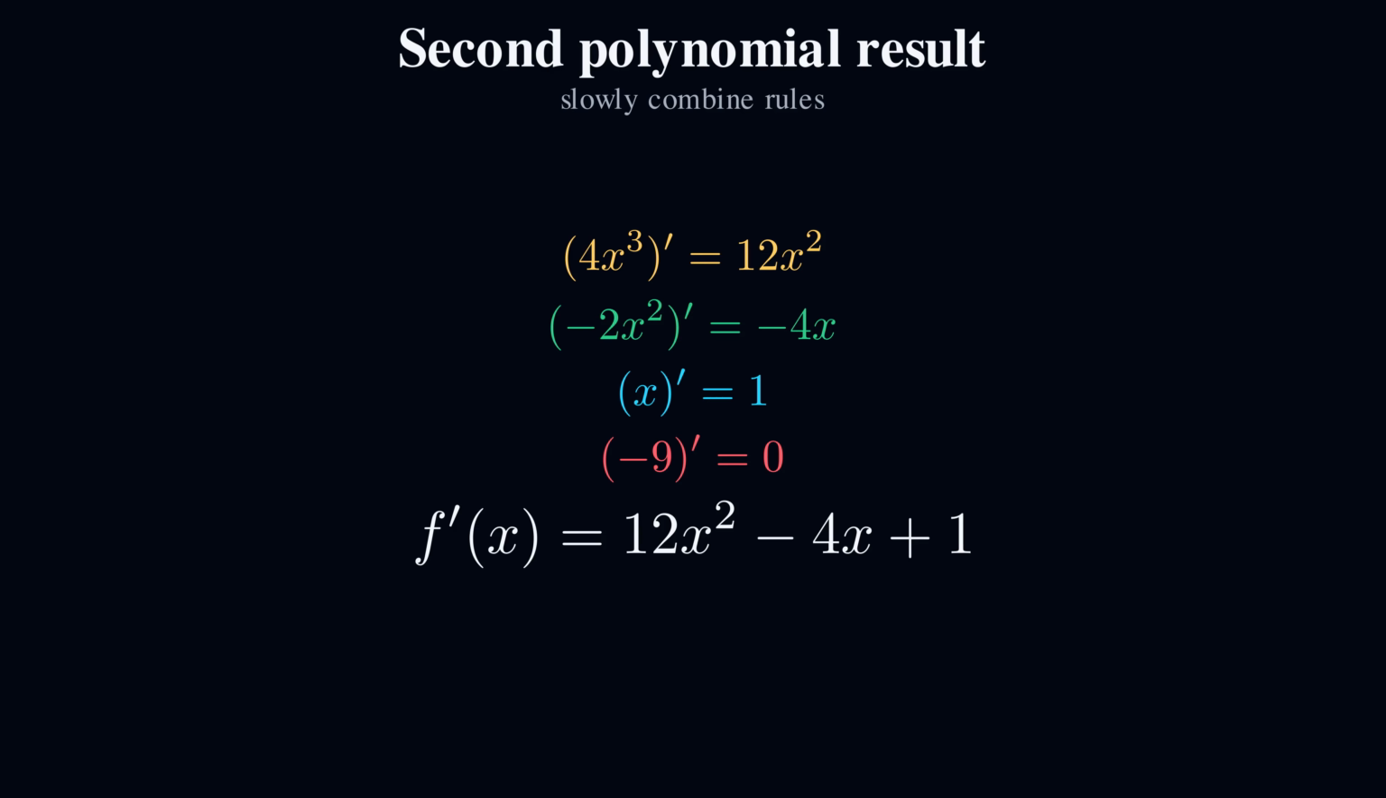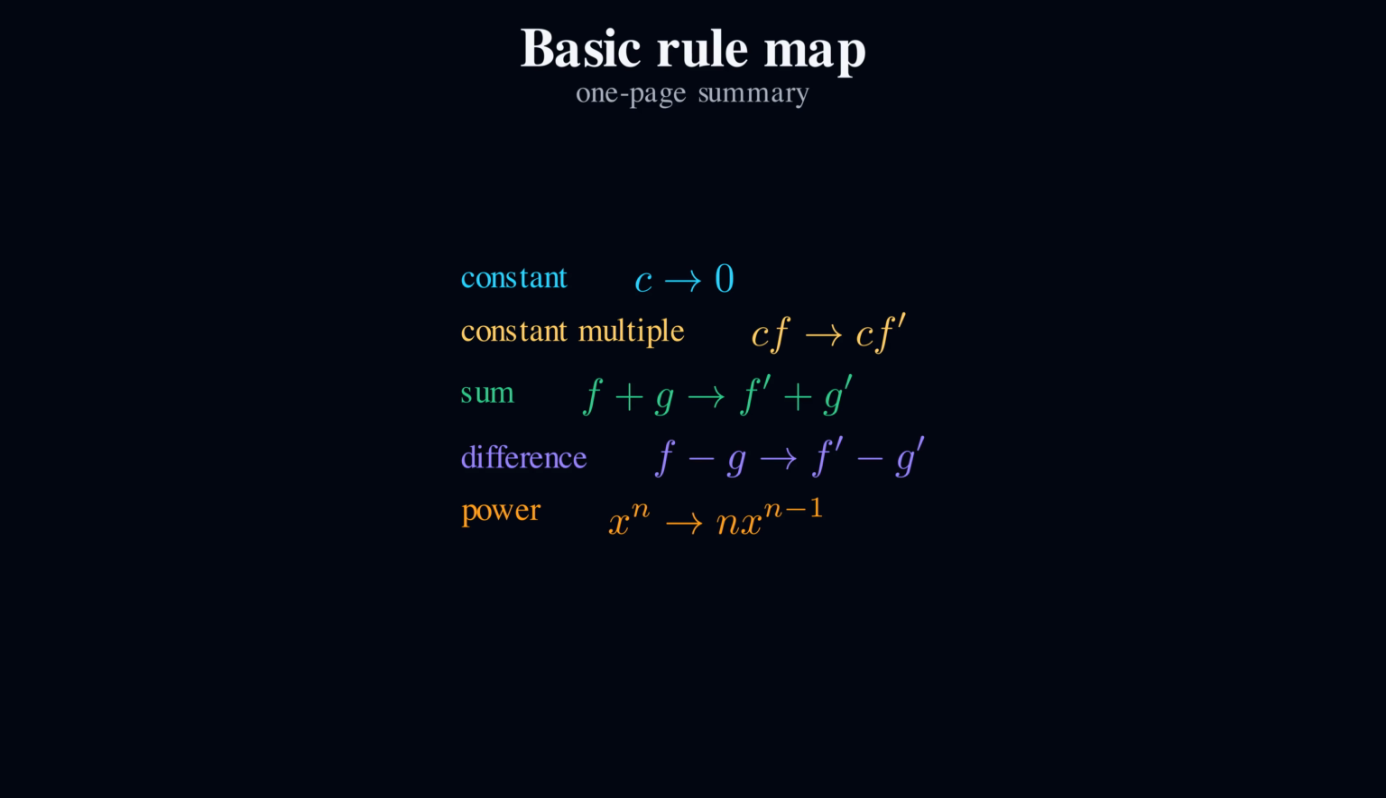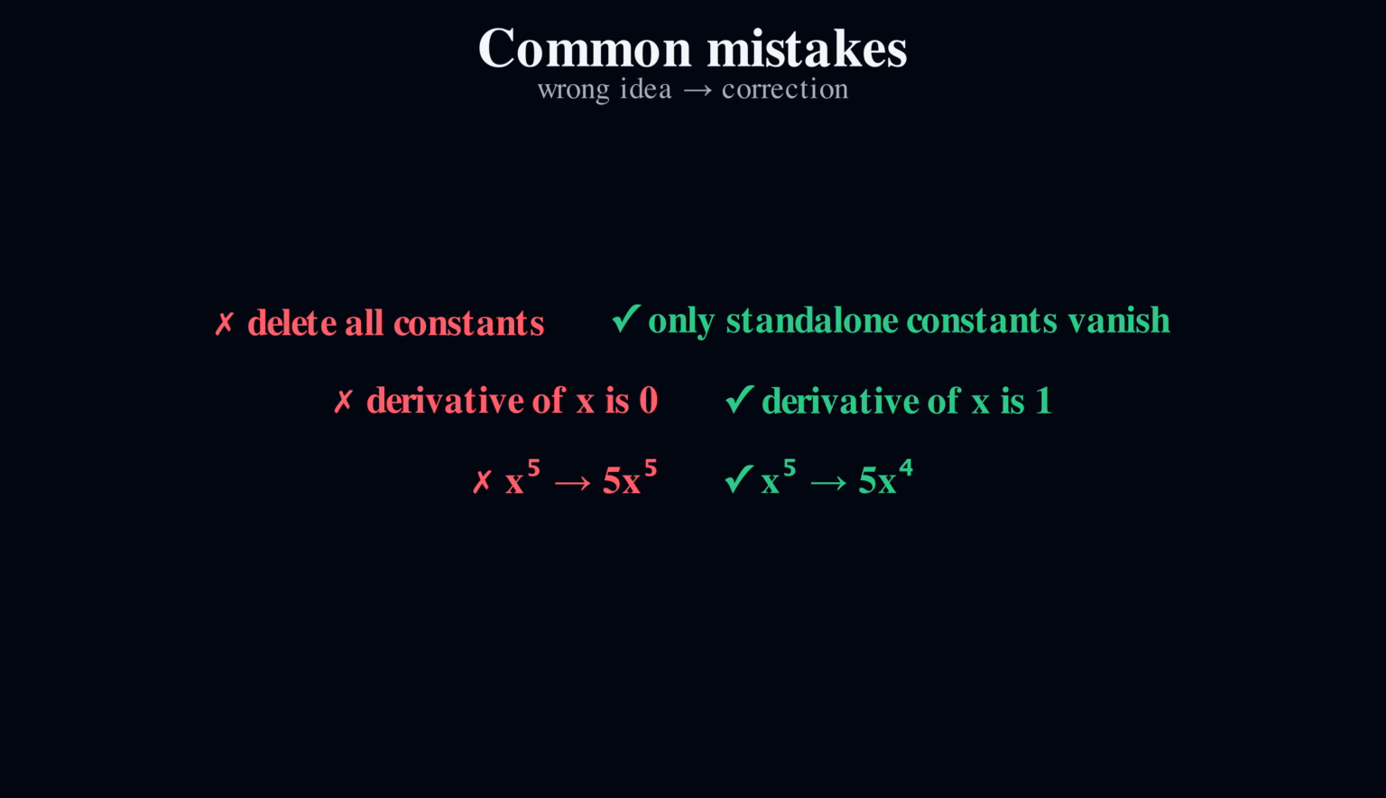Now summarize the rule map. Constants become 0. Constants multiplying functions stay and scale the derivative. Sums split, differences split. Powers use the power rule. Avoid 3 common mistakes. Do not delete constants that multiply functions. Do not forget that x has derivative 1. And do not keep the exponent the same after applying the power rule.